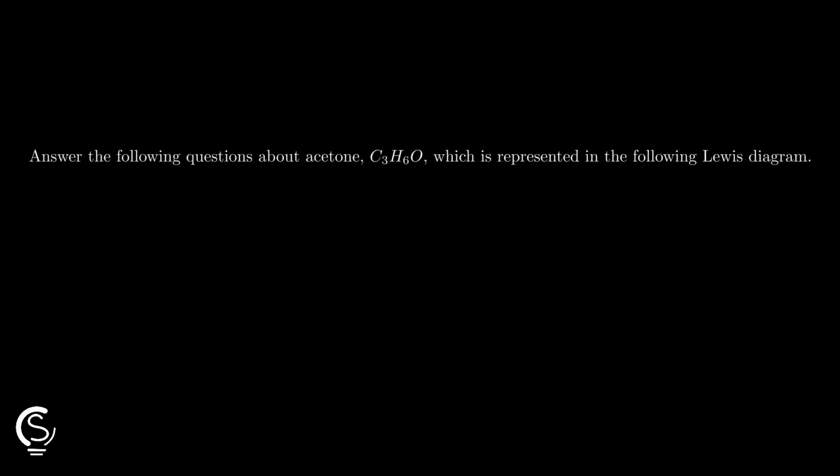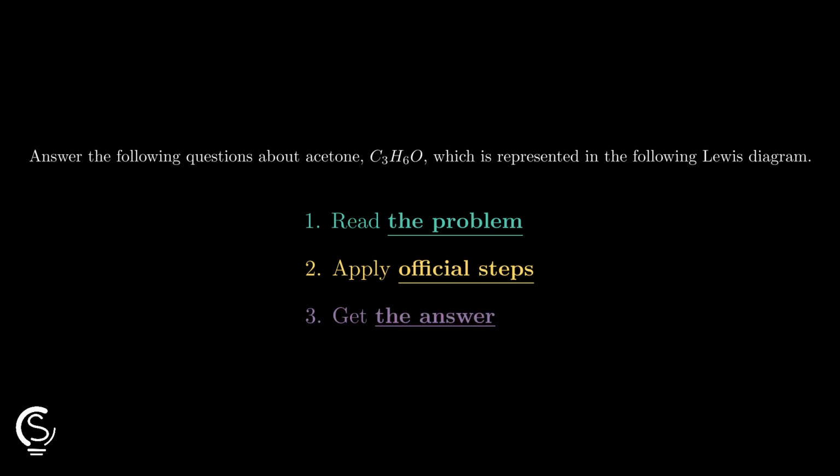Part A, there are 9 sigma bonds: 6 C-H, 2 C-C, and 1 from the C double bond O, plus 1 pi bond.